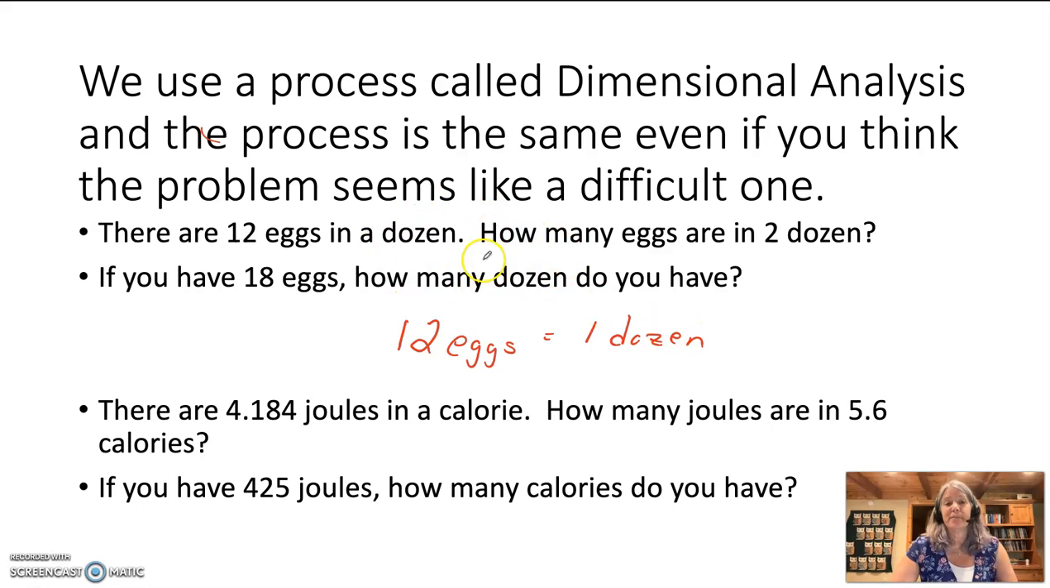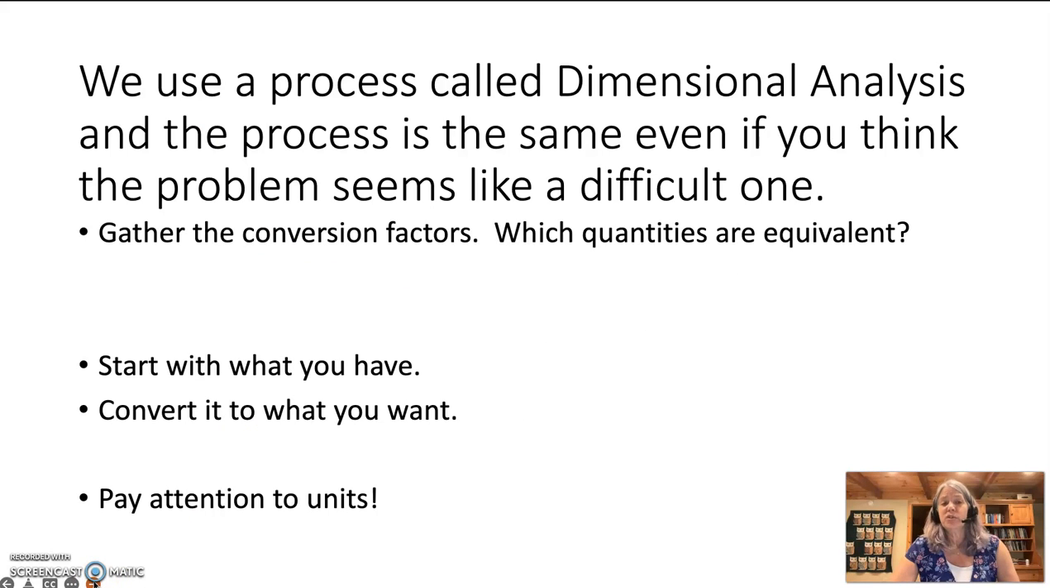And you might be able to look at this problem and say, hey, professor, I don't need to use any kind of process. I know that in 2 dozen there are going to be 24 eggs because this is an easy problem. But what you want to do is follow a process. So please stay with me and follow the process even when it seems easy. So you start with gathering the conversion factors, and the conversion factors tell you what's equivalent. So for example, in this problem, 12 eggs is equal to 1 dozen. That's our conversion factor, right? Which shows us that we can have equivalent amounts of things expressed in different units.